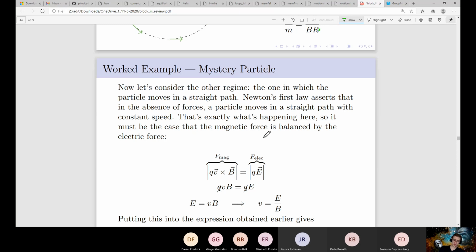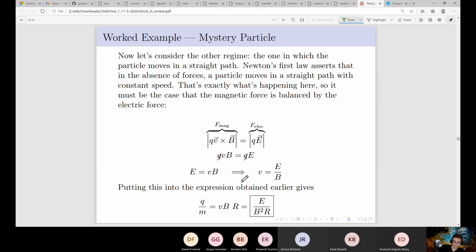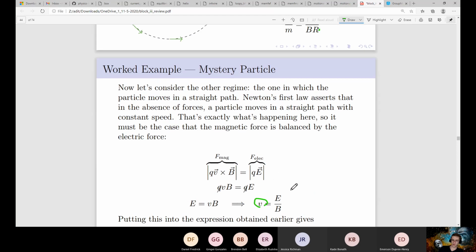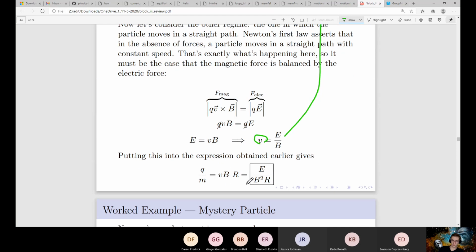Then it must be the case that the magnetic force, or its magnitude, is completely balanced by the electric force. So we have QV cross B is equal to Q times E. The cross product goes away, the Q's cancel, and we get E is equal to V over B. We know both E and B, so we can solve for velocity, which we didn't know earlier. So this V is going to be substituted in that expression above.